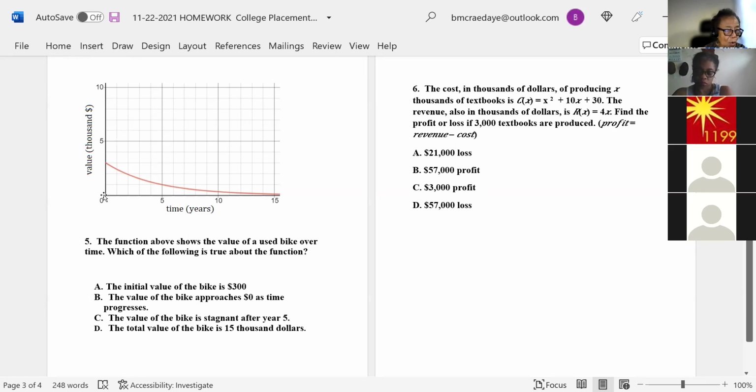Now, I would say it's stagnant. Well, it's not stagnant after year 5 because at year 5 it's going down. See, it's going down. Now, this is in thousands of dollars. Vanessa, what was the value of the bike at the beginning?